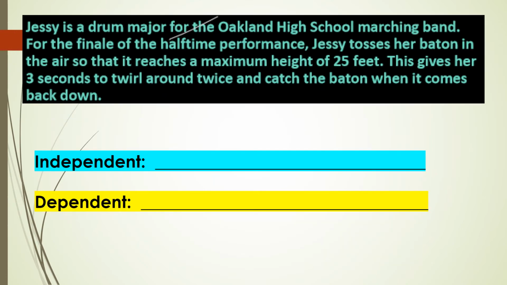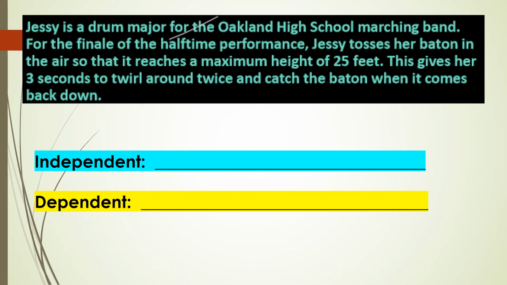Now in this real world scenario, Jessie is the drum major for the Oakland High School Marching Band. For the finale of the halftime performance, Jessie tosses her baton in the air so that it reaches a maximum height of 25 feet. This gives her 3 seconds to twirl around twice and catch the baton when it comes down. What are the independent and dependent quantities in this scenario?